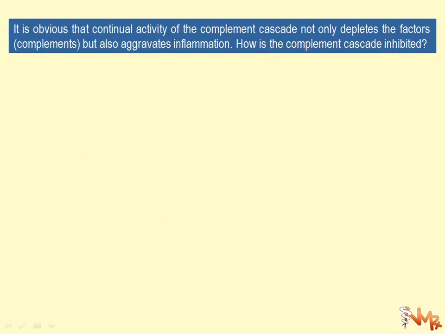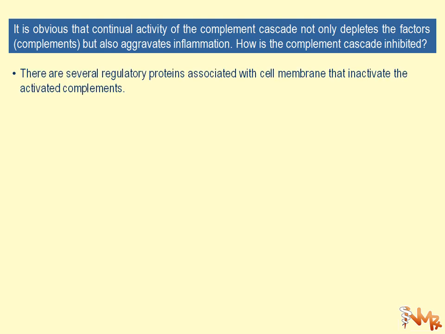It is obvious that continual activity of the complement cascade not only depletes the factors or complements but also aggravates inflammation. The question is, how is the complement cascade inhibited? There are several regulatory proteins associated with cell membrane that inactivate the activated complements. To name a few, decay accelerating factor, DAF. What does this do? It inactivates C4b and C3b fragments.